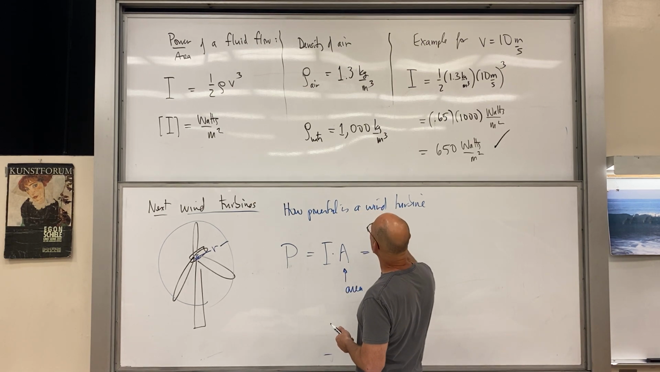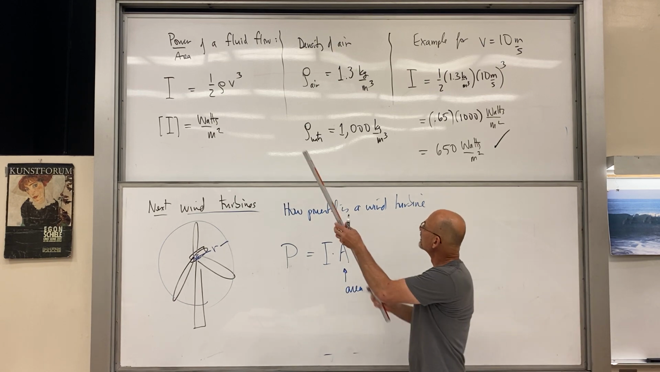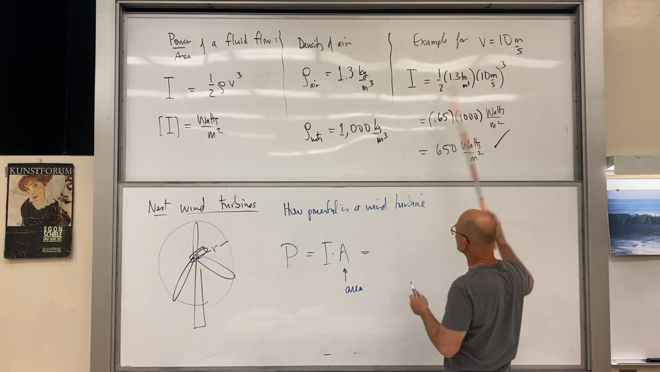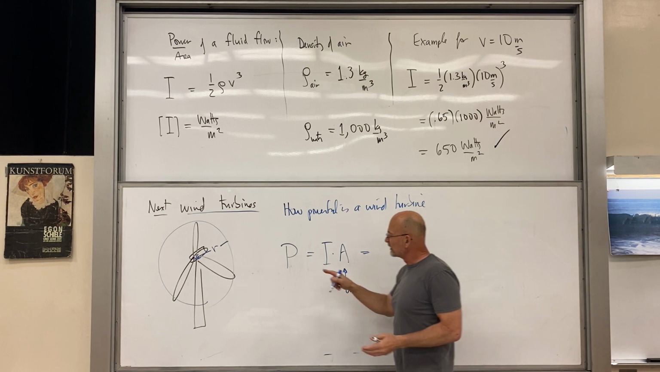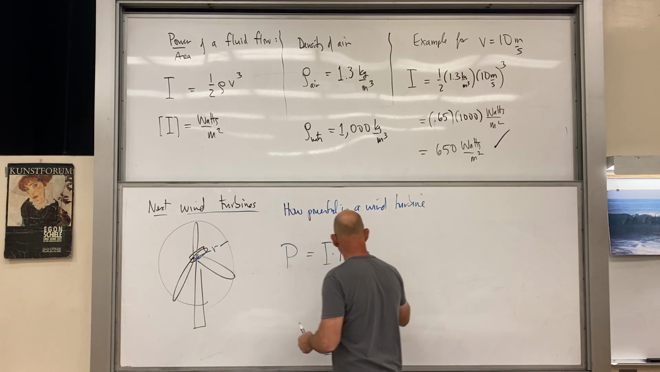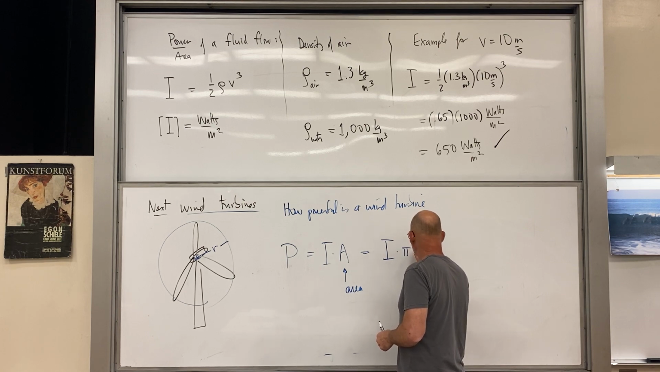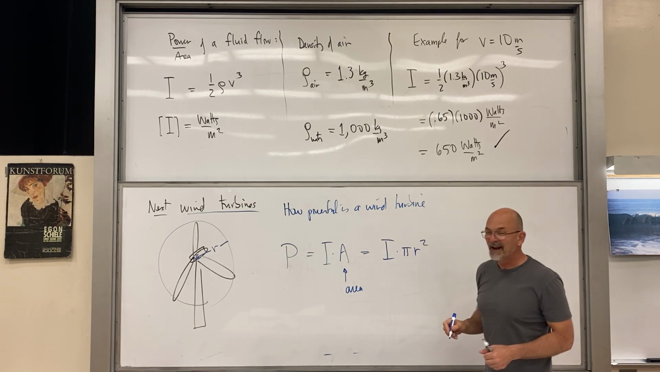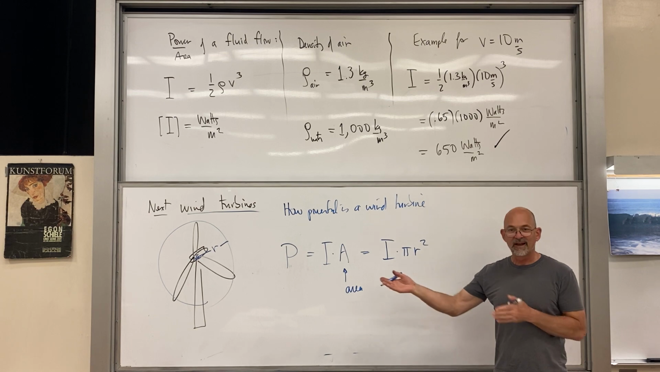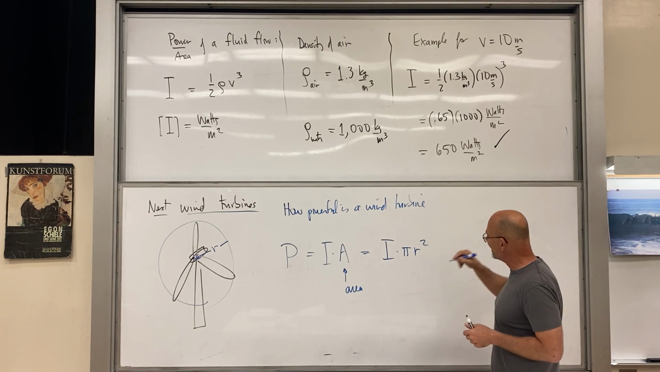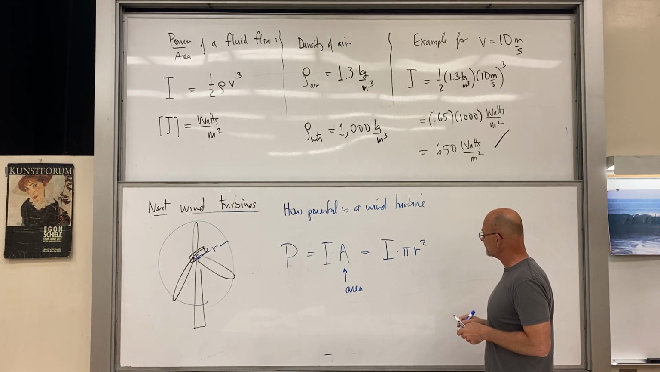So we've got the intensity, right? That's this example here. But since it's sweeping out a circle, we can just say I times pi radius squared. You have to have the radius. Make sure you don't mix up radius and diameter. Okay? Pi radius squared. And you'll get some rather large numbers.